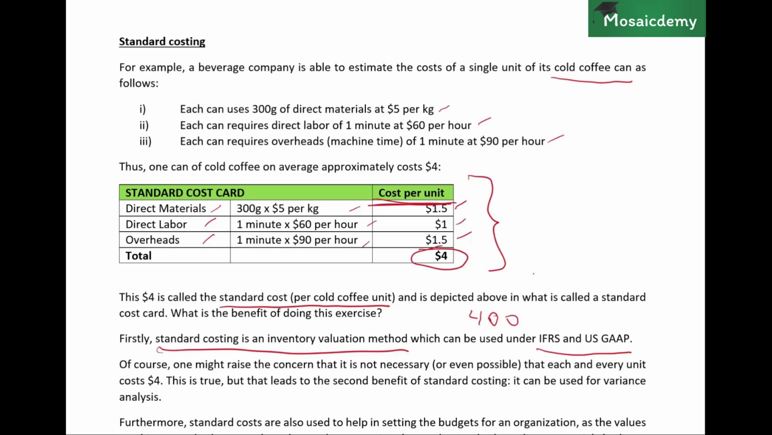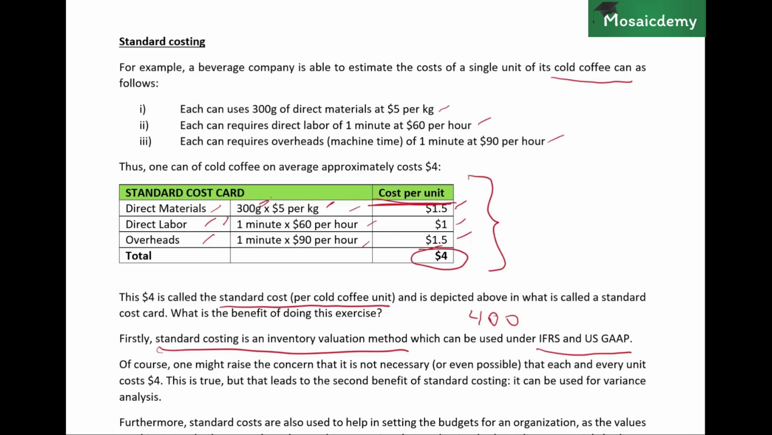Now, the astute amongst you would say, but hang on, just because we're saying or we expect that an average can of coffee will cost us $4 to make doesn't mean that's going to be the actual cost in real life. And you're absolutely right. There's no guarantee we'll be using 300 grams in each and every unit, or it'll cost us $5 per kg in each and every unit. That it will take 1 minute for each and every unit, right? There's no guarantee for any of this. This is just an estimate, right?